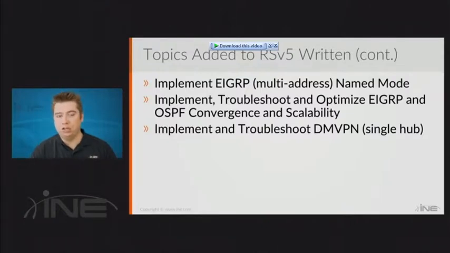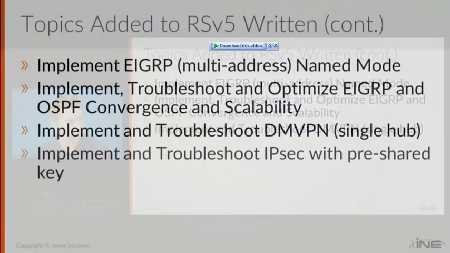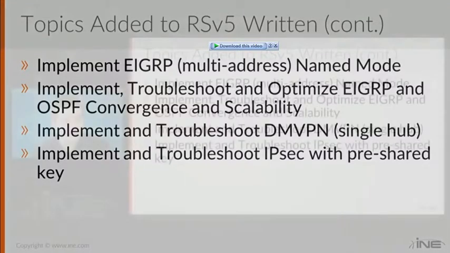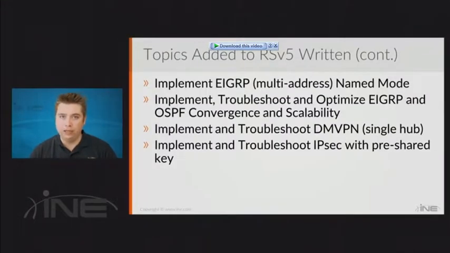There's some limitations as to what features are actually supported in that particular network topology. Additionally, implement IPsec with pre-shared keys. This is going to be a pretty straightforward and pretty small scope of RNS. So for IPsec, it's definitely not going to be as large as CCIE security.